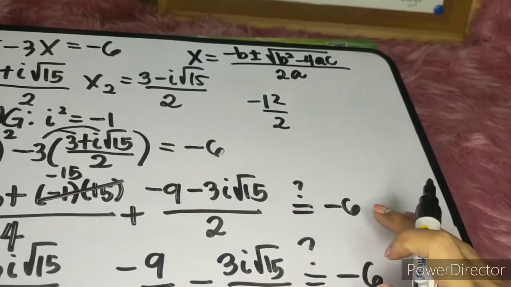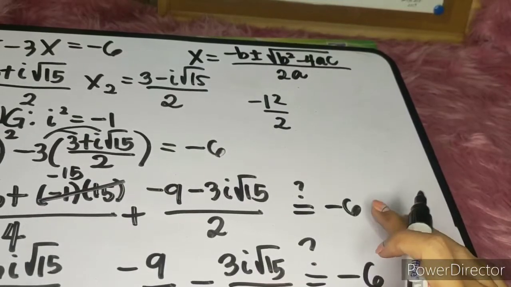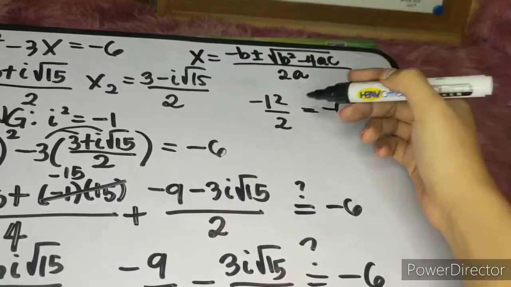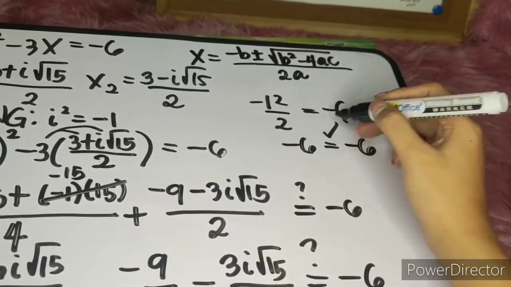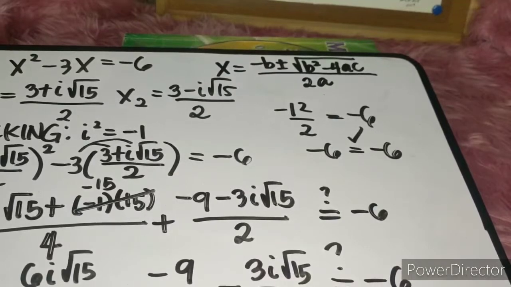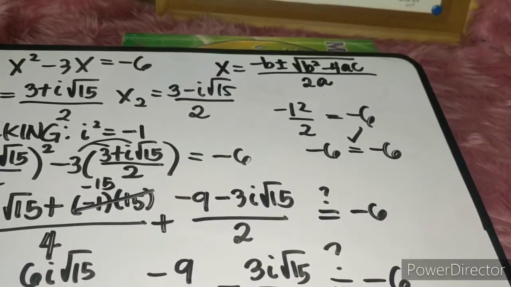At yung nasa right side natin ay negative 6. And then ito, so this is negative 6. So we could say that it is negative 6 equals negative 6. So which means that our roots are correct.